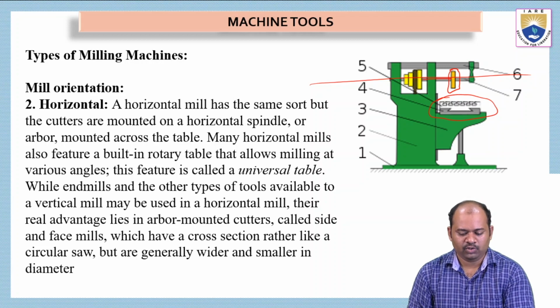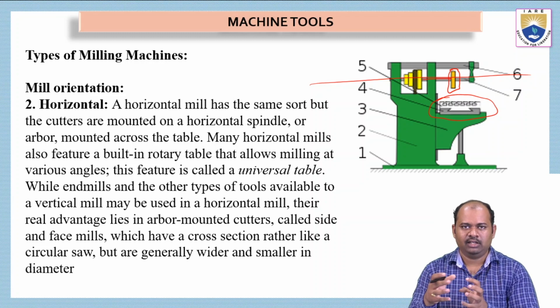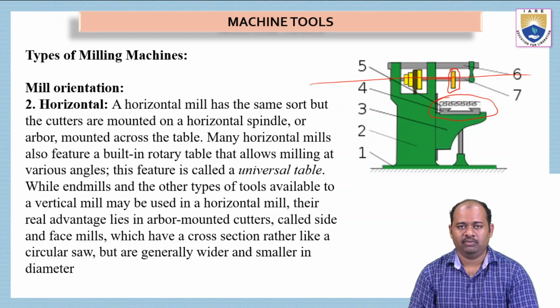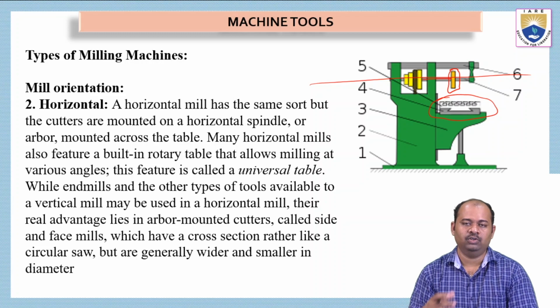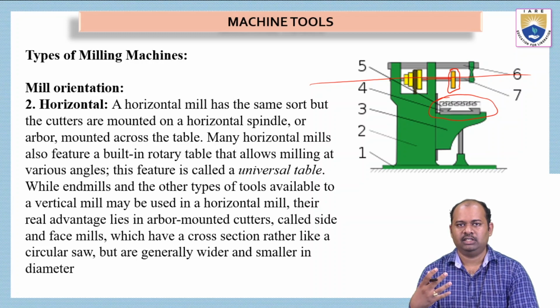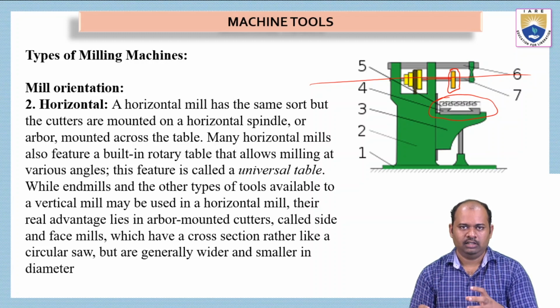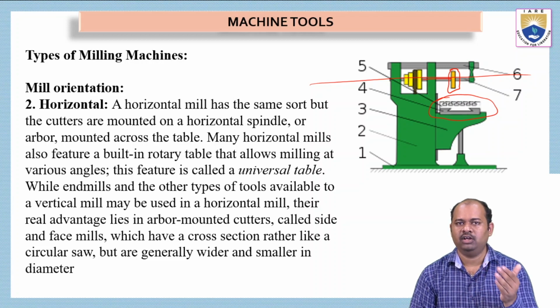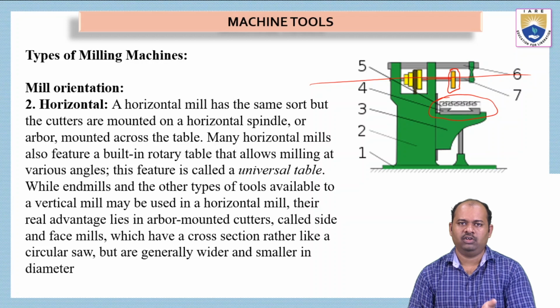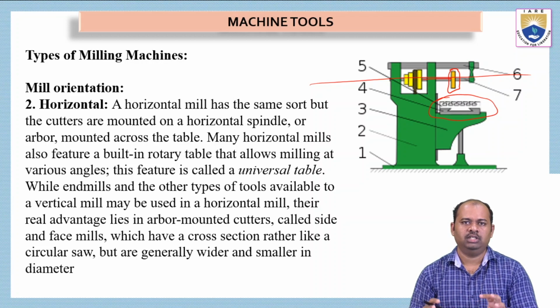So with a built-in rotary table, the table can be rotated through all 360 degrees, where we can get multiple operations. This feature is also called a universal table. So the table which has the capability of rotating through all 360 degrees can be called a universal table. The universal table will not be present in every milling machine. That is, in every horizontal milling machine, the universal table may not be present. It is an option which is provided separately for some types of horizontal milling machines.